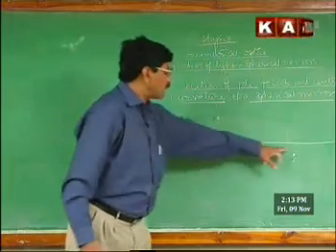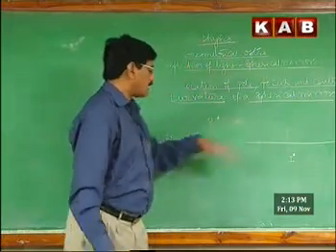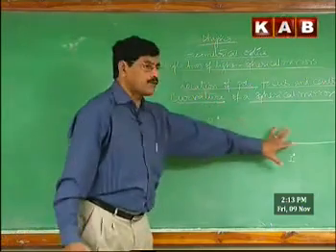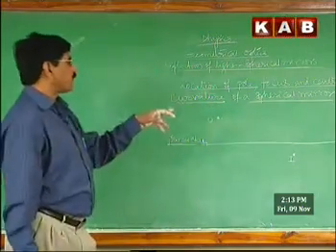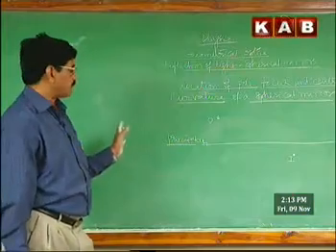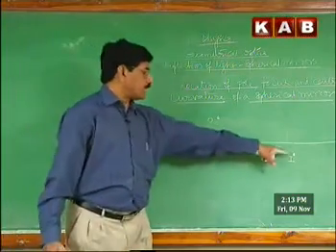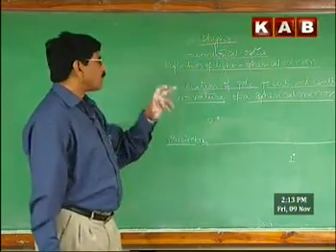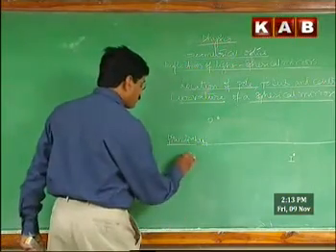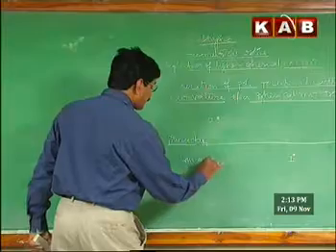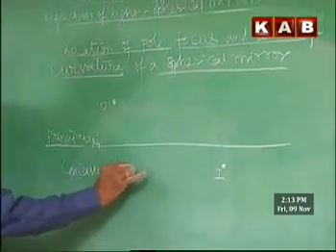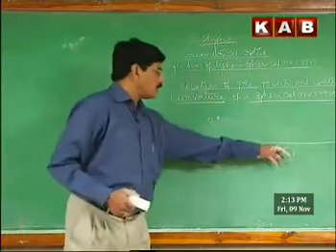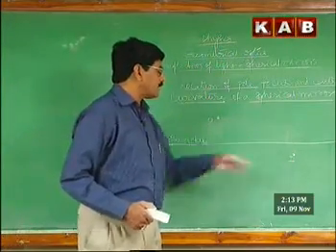Object and image are on either side of the principal axis, indicating the image is inverted. An inverted image will be formed in the case of a concave mirror only, and that too a real image. A real image is an inverted image for a concave mirror. Therefore, the mirror has to be a concave mirror. What is the basis on which we say it is a concave mirror? The image is inverted.